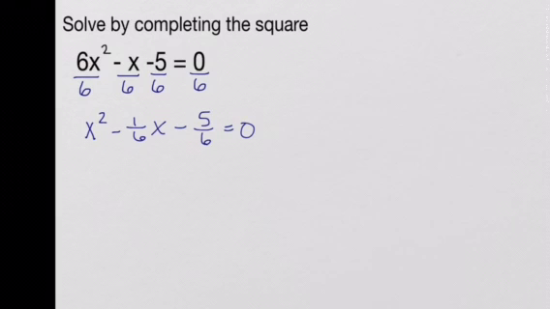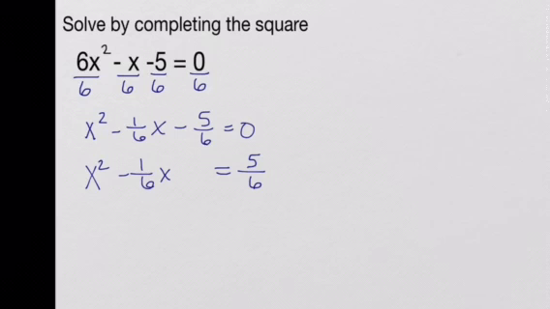The next step is to make sure that the constant, the number that does not have a variable, is moved to the opposite side from the x values. So what we'll do to fix that is we'll add 5/6. So I'm going to leave a space and then add my 5/6 to the right-hand side.